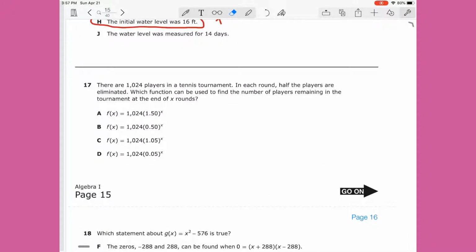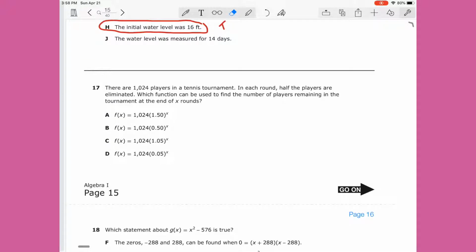Number 17, if we notice all of our answer choices are exponential functions. So it says there are 1,024 players in a tennis tournament. Each round, half the players are eliminated. Elimination, we can think about that as a decay. So that would be our equation, y is equal to a times 1 minus r rate to the power of t.